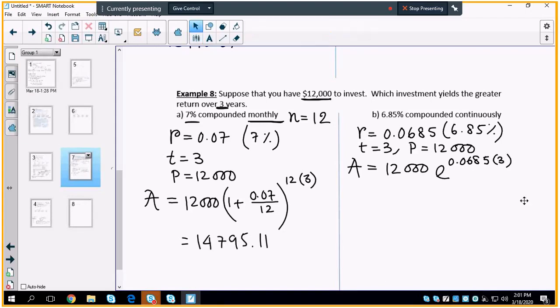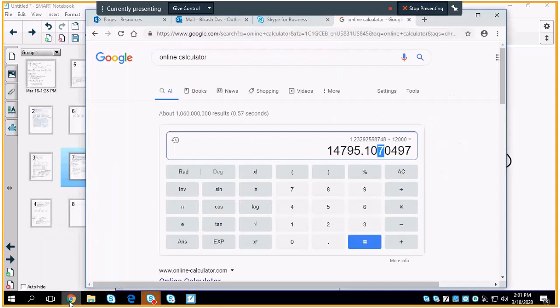And we will now find how much money we will get if we have compounded the money with continuous interest. So this time your rate of interest is 0.0685. First you do 0.0685 and multiply that number by the time, which is 3 years. Then you raise e to the power 0.2055 and multiply that number by the principal invested, $12,000. And I get $14,737.67.